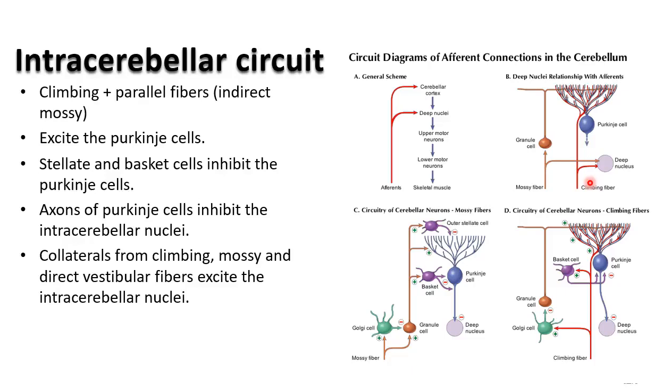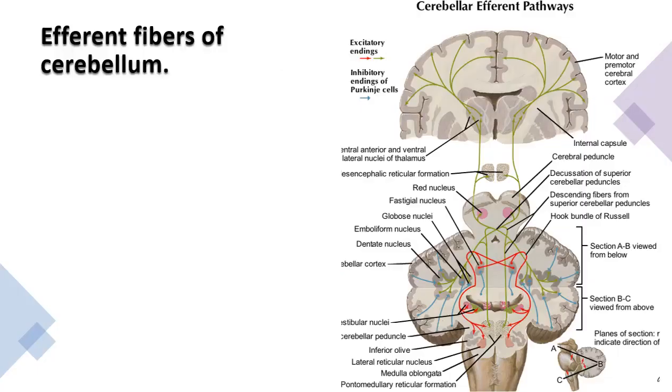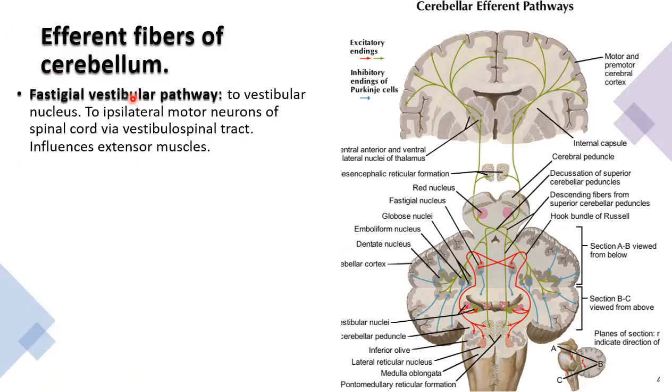So now let us see how the efferents leaving the cerebellum actually influence this smooth coordination of the muscular activity. You are able to see the efferents of the cerebellum leaving the cerebellum. Mainly you see the fastigial vestibular pathway. You are able to see here the fastigial nucleus, going to the vestibular nucleus in the brainstem. So from the fastigial nucleus to the vestibular nucleus is the fastigio-vestibular pathway.